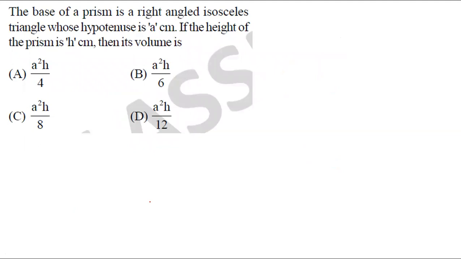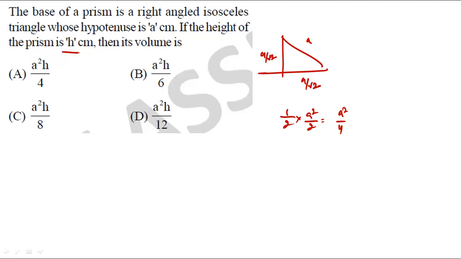The base of the prism is a right angled isosceles triangle whose hypotenuse is A. So for a right angled isosceles triangle, if the hypotenuse is A, then the two sides are A by √2 each, which means the area is half into A square by 2, which is A square by 4. Height of the prism is h, then the volume. Volume is equal to what? Height into base area. Height into A square by 4 is the answer. Find out the base area, then simply multiply it with the height of the prism.